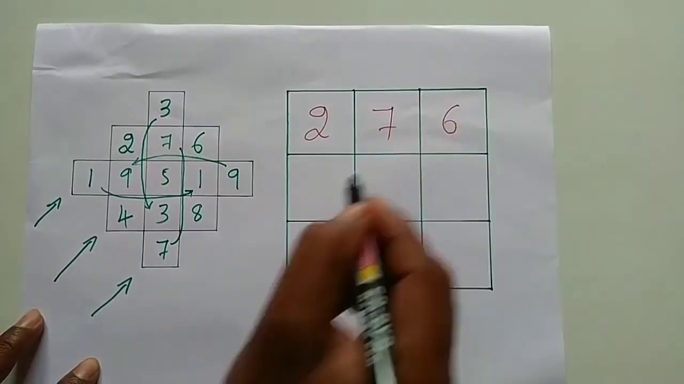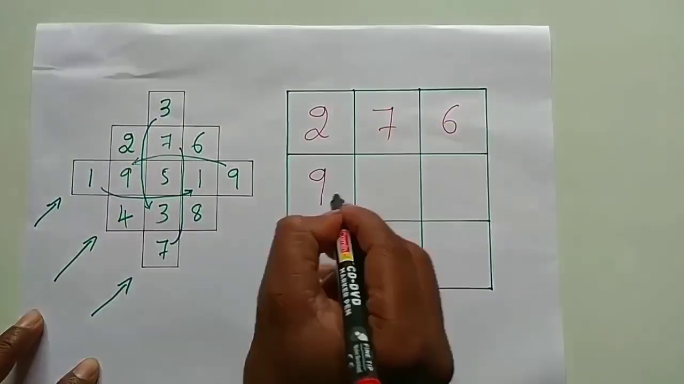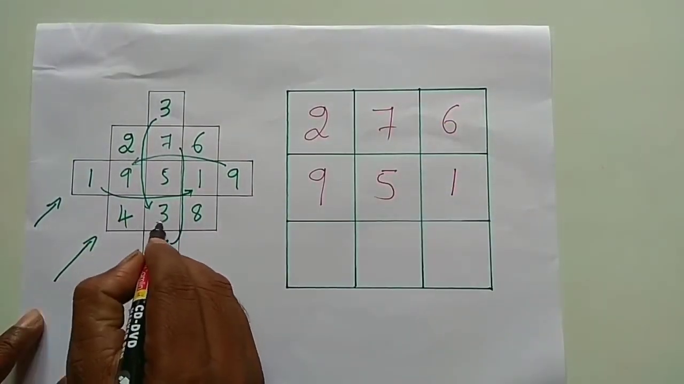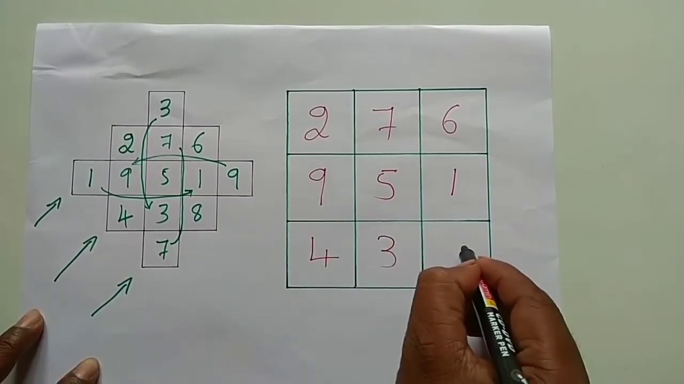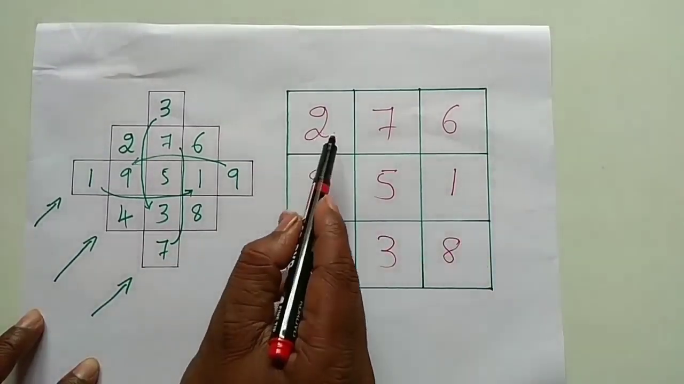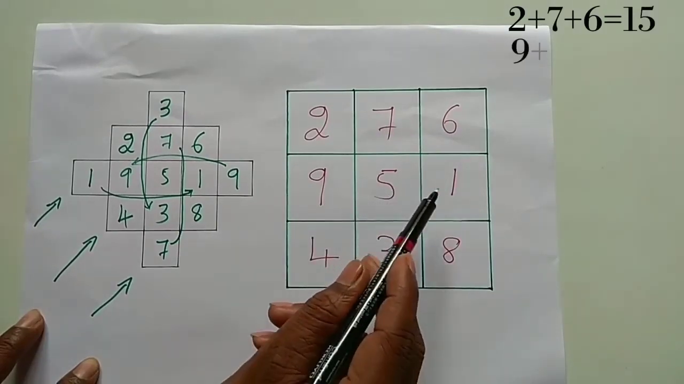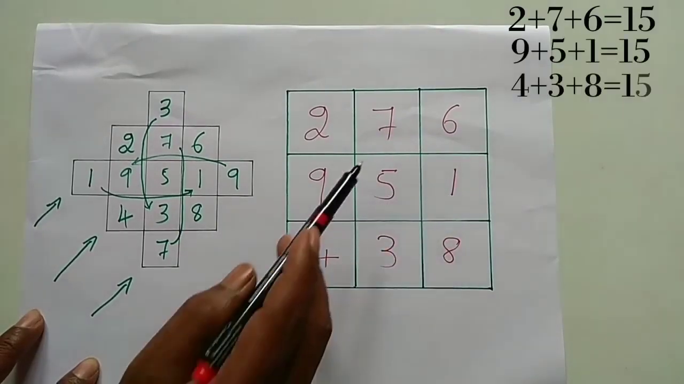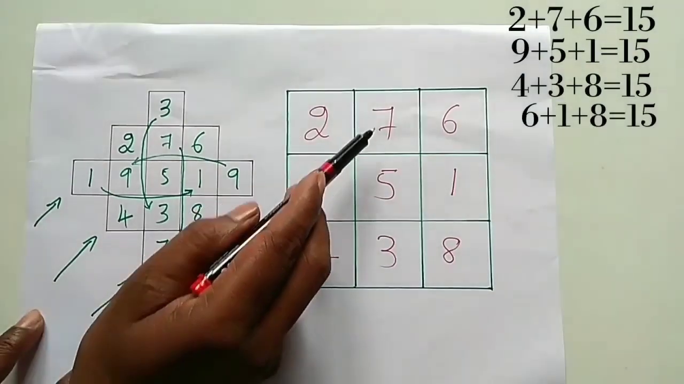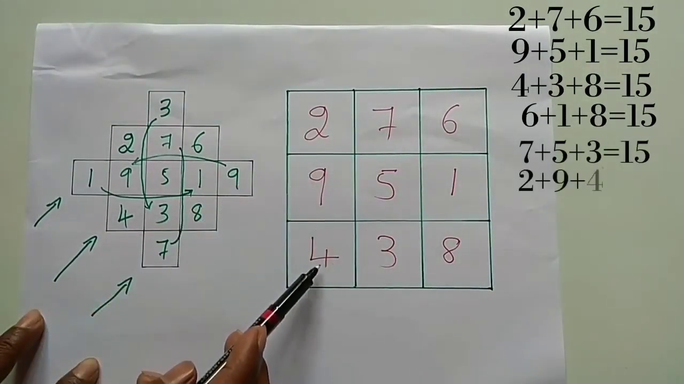Now you must add all the rows and columns and also diagonals. Sum of all rows, columns and diagonals is equal to 15. In this way you must solve 3 cross 3 magic square. Interesting?